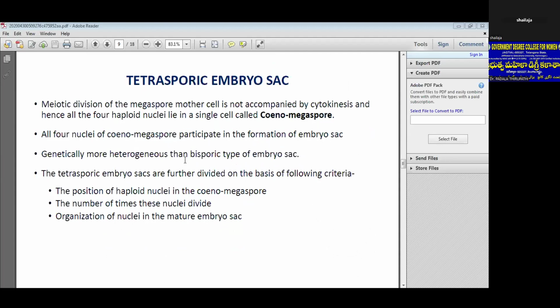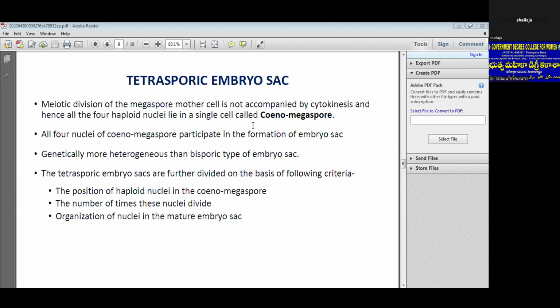Sometimes the meiotic division of the megaspore mother cell is not accompanied by cytokinesis. So what happened? All 4 haploid nuclei remain in a common cytoplasm. Such a 4 nucleate megaspore is known as a coenomegaspore. Hence all 4 haploid nuclei lie in a single cell. All 4 nuclei of the coenomegaspore participate in the formation of the embryo sac. That's why we call it tetrasporic. It is genetically more heterogeneous than the bisporic type of embryo sac.